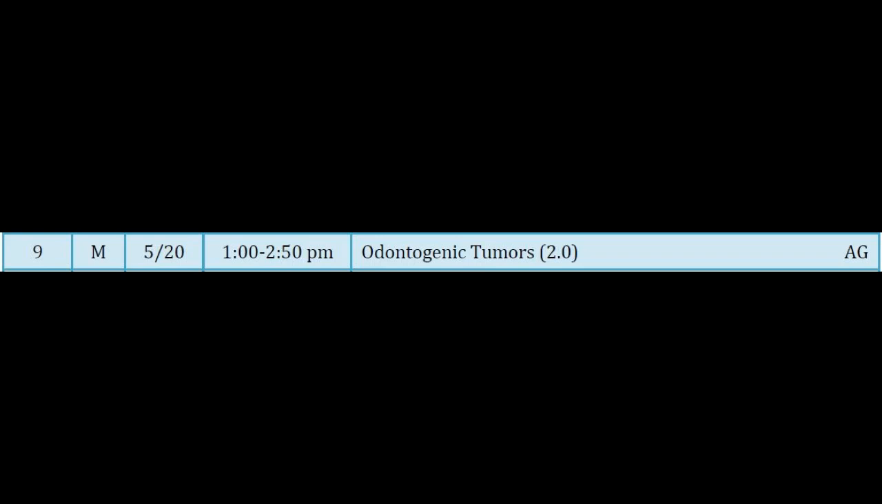Okay, so under benign epithelial odontogenic tumors, you need to know about ameloblastoma, both the conventional and the unicystic type. You need to know about adenomatoid odontogenic tumor, I'm just going to call it AOT. The other one you need to know about is calcifying epithelial odontogenic tumor, CEOT. So three things: ameloblastoma, AOT, and CEOT. You need to know that these are benign epithelial odontogenic tumors.